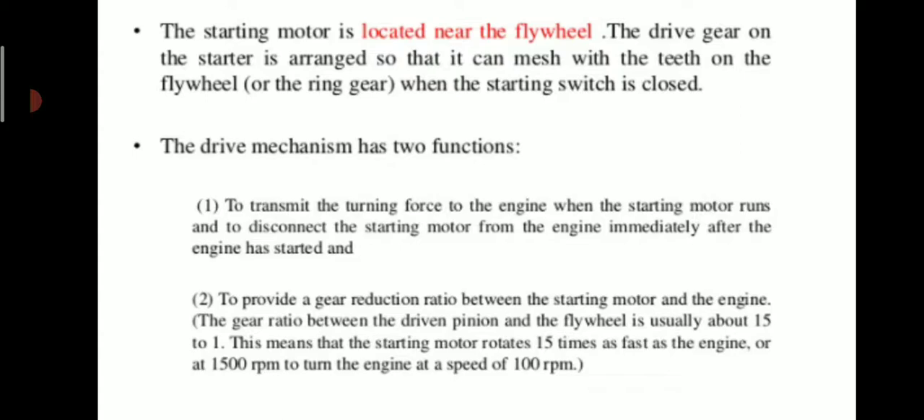Second one is to provide a gear reduction ratio between the starting motor and the engine. The gear ratio between the driven pinion and the flywheel is usually about 15:1. This means that the starting motor rotates 15 times as fast as the engine, or 1500 rpm, to turn the engine at the speed of 100 rpm.